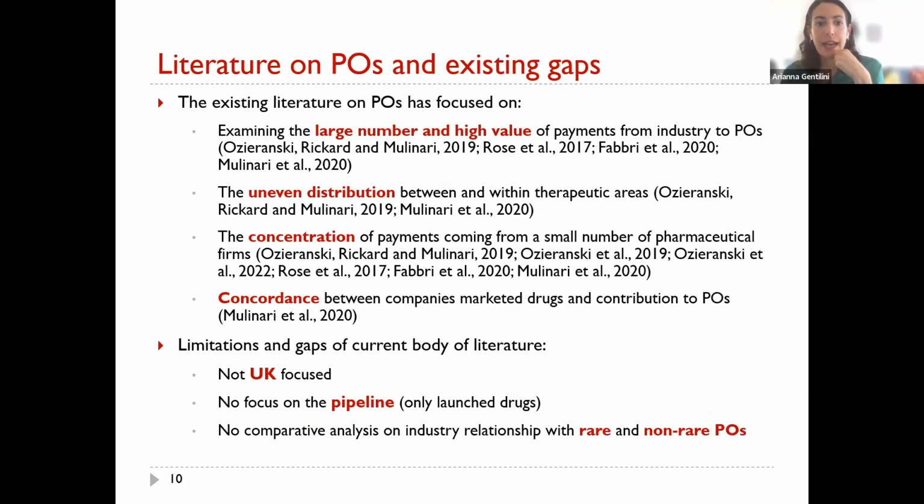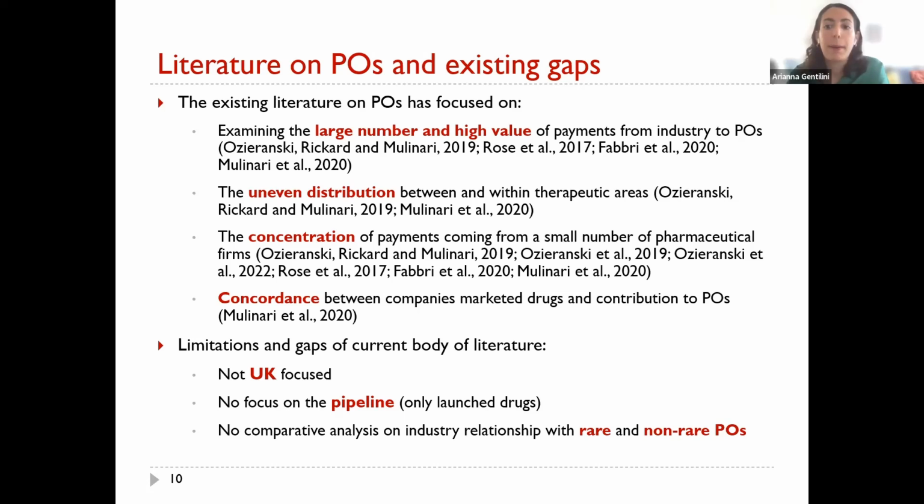So, the existing literature on patient organizations. The papers that have been published so far have focused on a number of different topics, and these include the large number and high value of payments from industry to patient organizations, the uneven distribution between therapeutic areas, and then finally the concentration of payments coming from a small number of companies and the concordance between companies' marketed drugs and contributions to patient organizations.